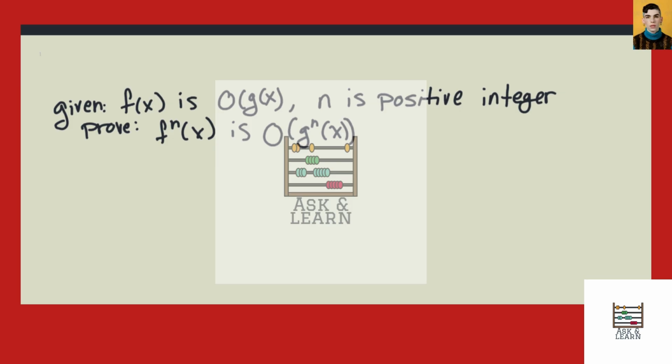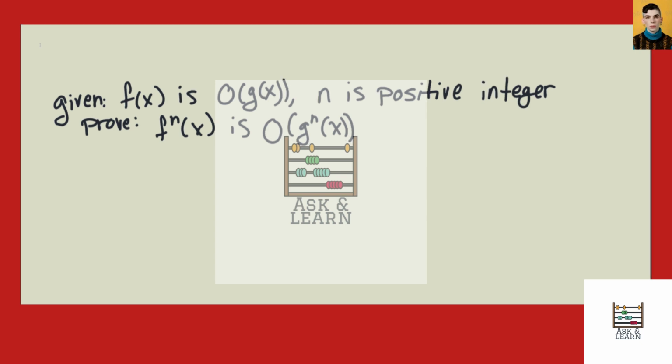All right, so here we're given two real valued functions and told that f is big O of g of x, and that n is a positive integer. We want to prove that f raised to any power, that is an integer power, is going to be big O of g raised also to an integer power.